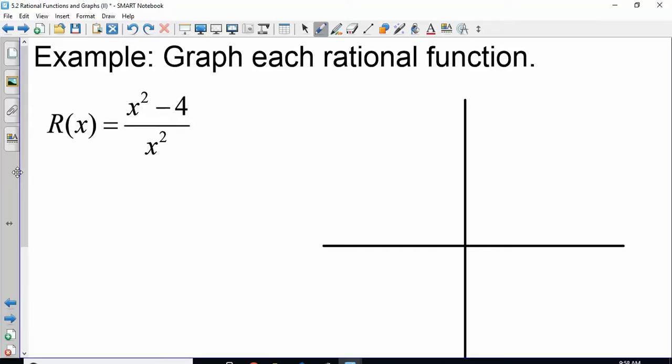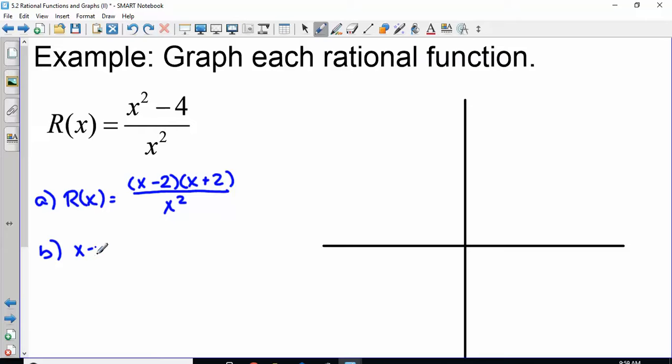Okay, let's look at this one. So first step is to factor. Make r of x equals x squared minus 4 over x squared. How does x squared minus 4 factor? (x minus 2)(x plus 2). And the x squared, you could write it as x times x, but you don't really need to. We can just leave it.